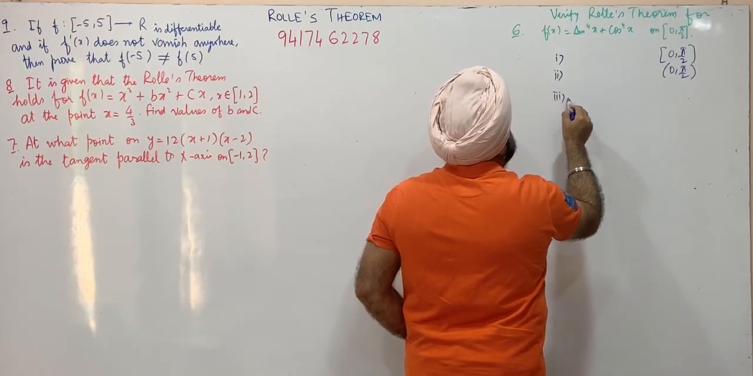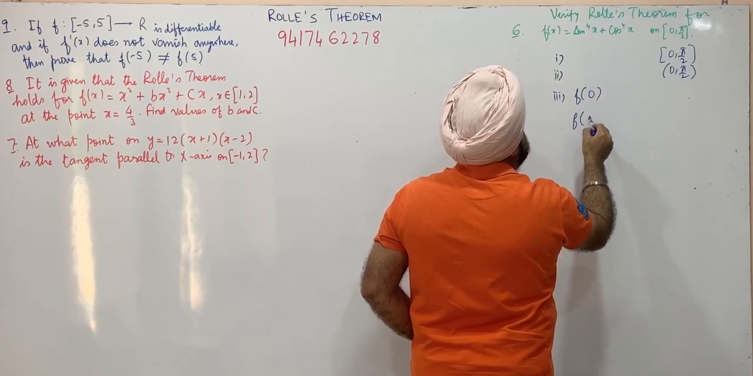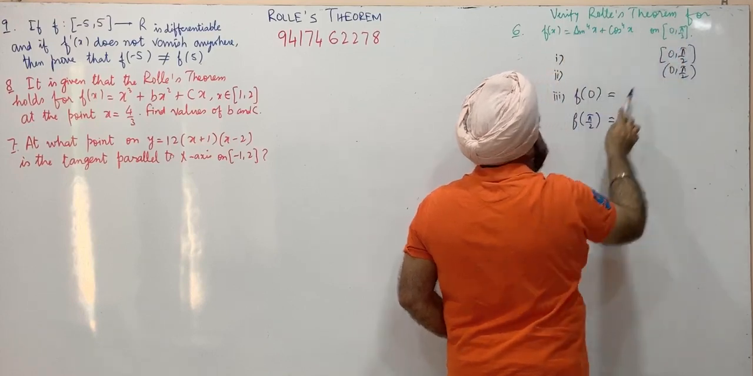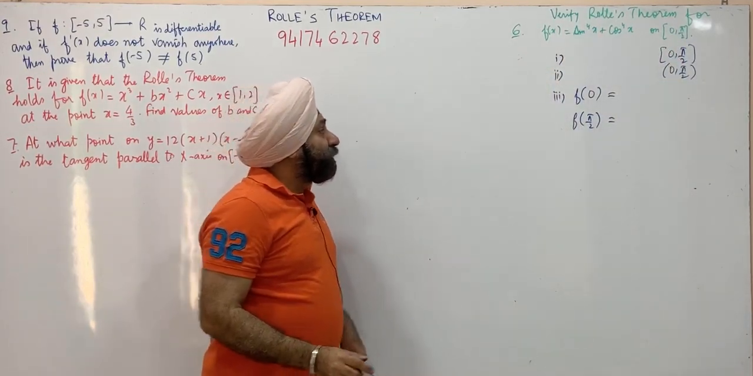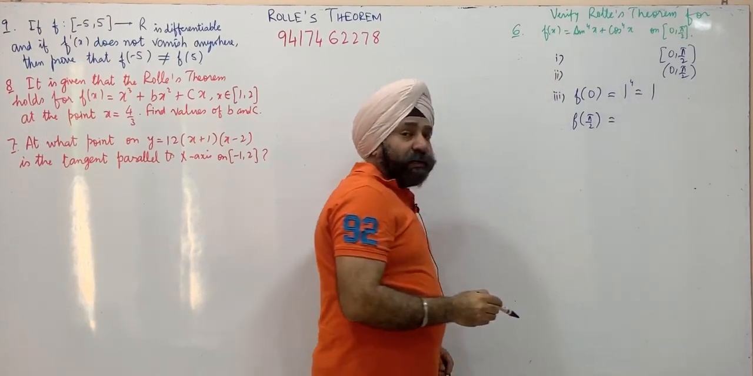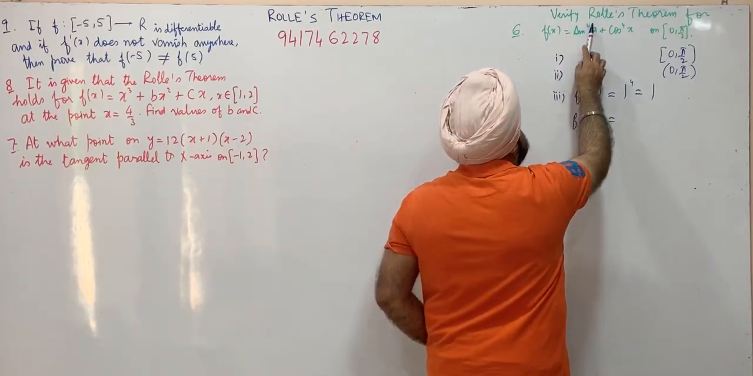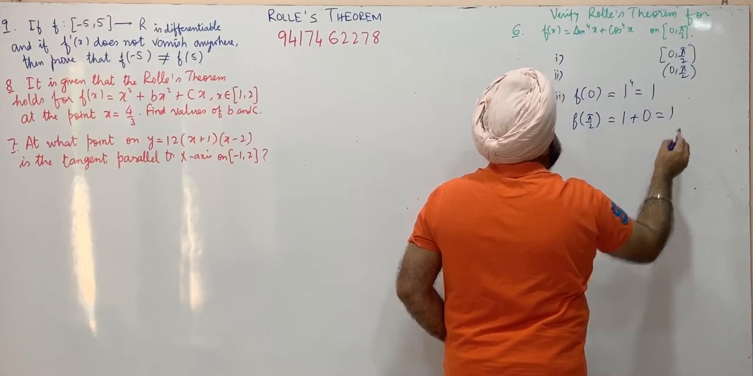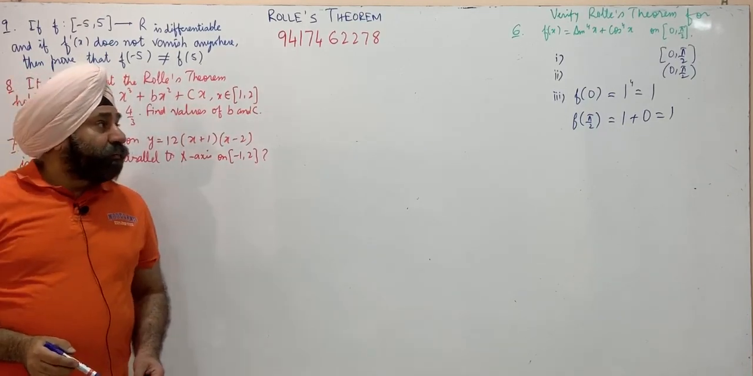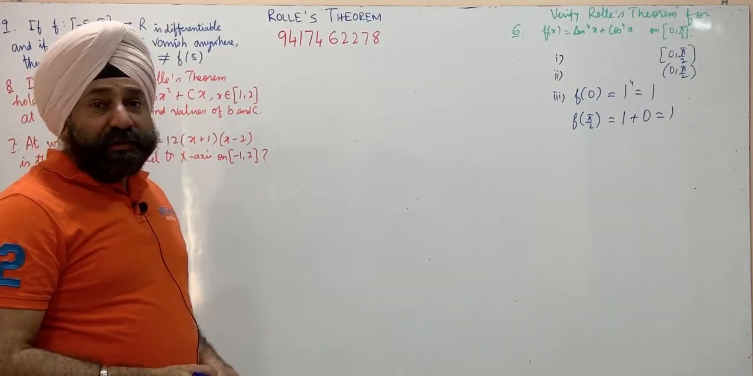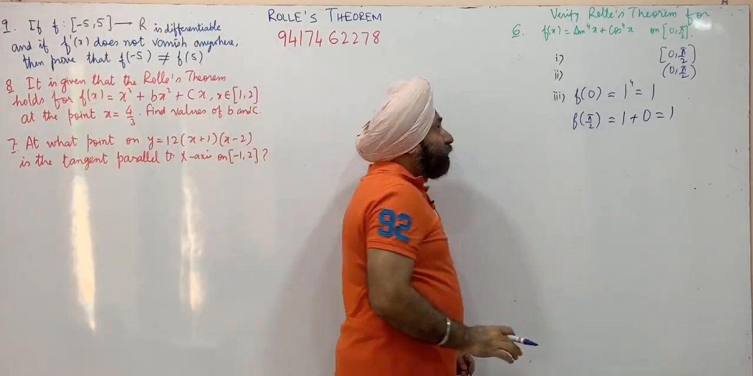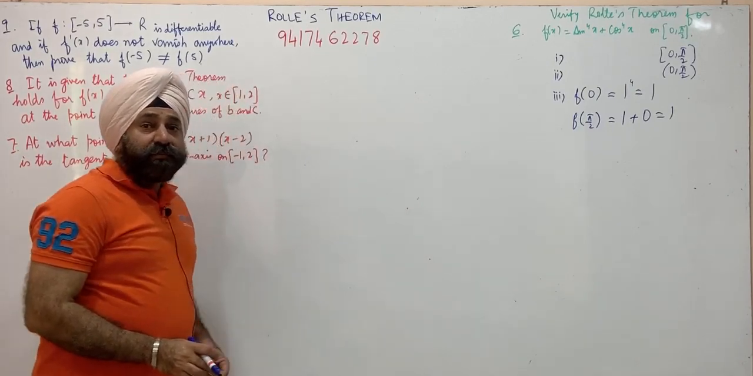Third, we find f of 0 and f of pi by 2, the value of the function at the starting point and at the end point. Sin 0 is 0, cos 0 is 1, so 1 raised to power 4 is 1. Sin pi by 2 is 1, raised to power 4, and cos pi by 2 is 0, so this is 1. So we have f of 0 equal to f of pi by 2. Therefore, this function f of x satisfies all three conditions of Rolle's theorem. Therefore, Rolle's theorem is applicable to the function.